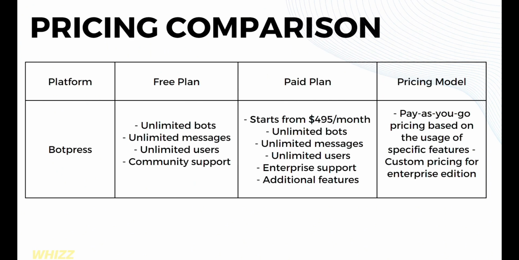Now moving on to the pricing plan of Botpress. It also offers a free plan with unlimited bots, unlimited messages, unlimited users, and community support included. On its paid plan, it starts from $495 per month with unlimited bots, unlimited messages, unlimited users, enterprise support, and additional features. Its pricing model is pay-as-you-go pricing based on the usage of specific features. There is also custom pricing for the Enterprise Edition.